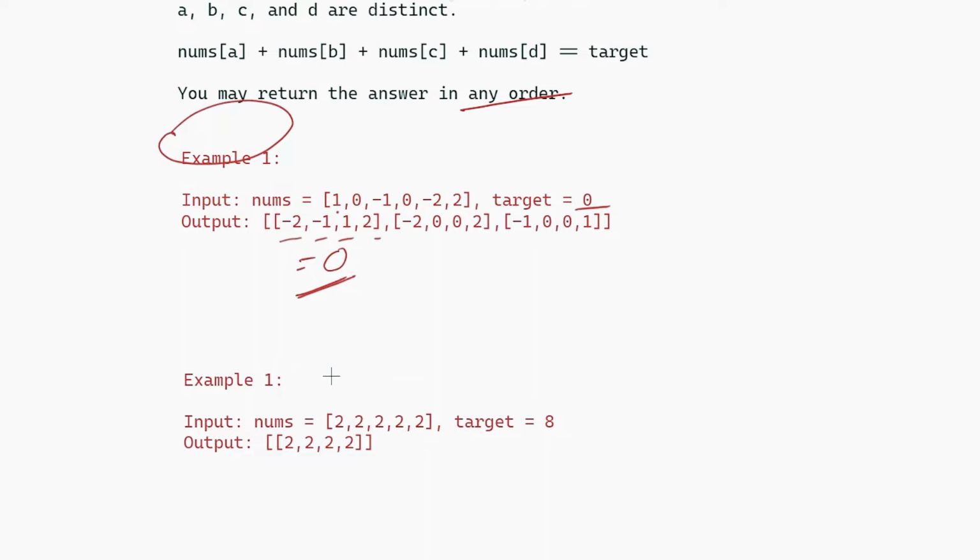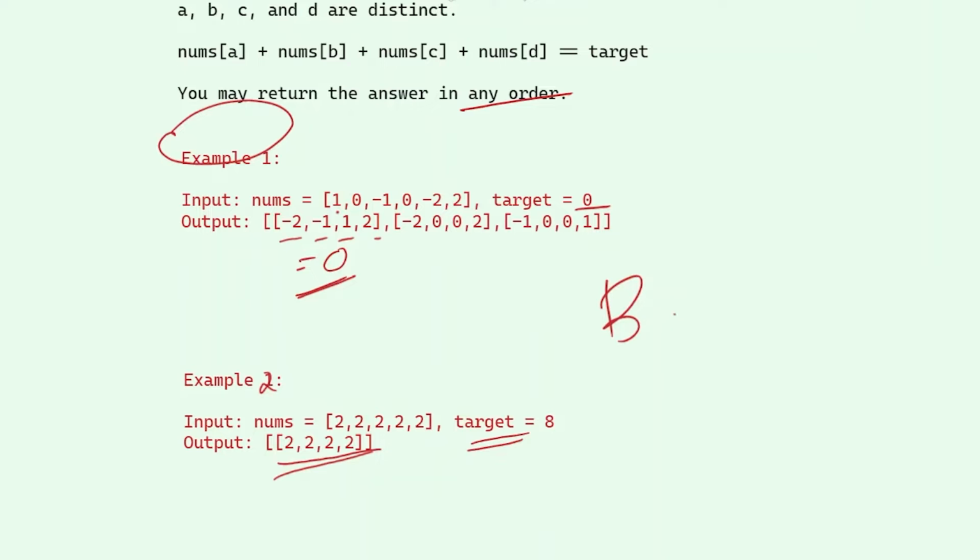And here is another example. Example number 2. Input nums is all 2s, and the target is 8. Then there is the possibility of one unique quadruple, which is 2, 2, 2, 2. So the sum equals the target. We want all the unique quadruples.